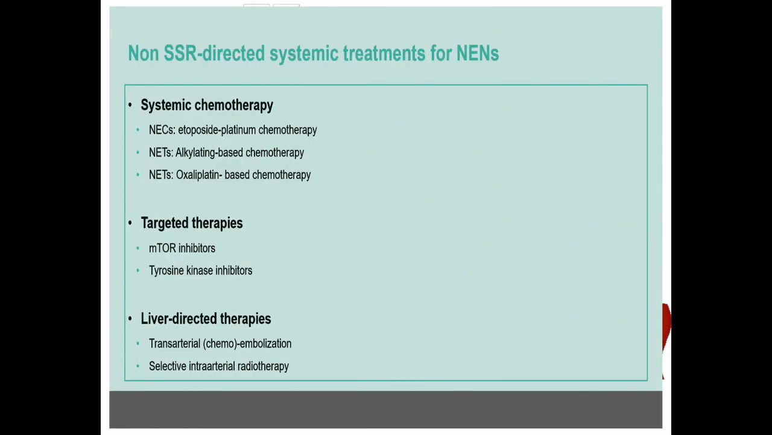What do we have apart from the somatostatin analogs? We have systemic chemotherapy in neuroendocrine carcinomas, poorly differentiated, or neuroendocrine tumors. And here we have alkylating-based treatments or oxaliplatin-based. We have, let's say, two available targeted treatments, one mTOR inhibitor and one tyrosine kinase inhibitor, and we have liver-directed treatments.